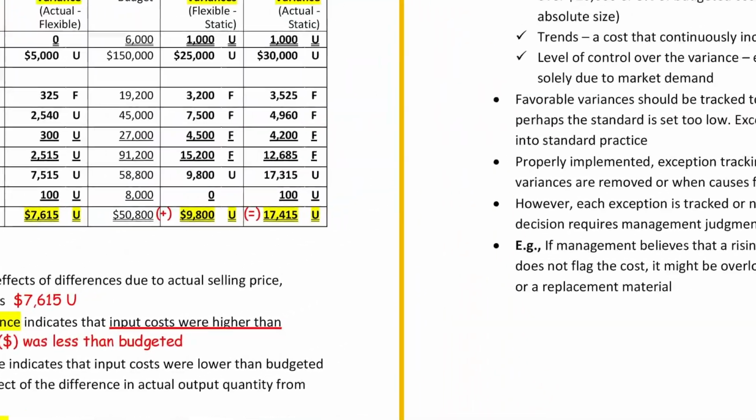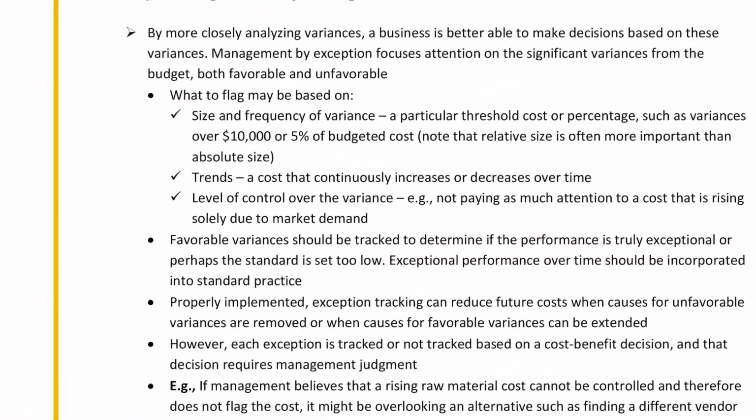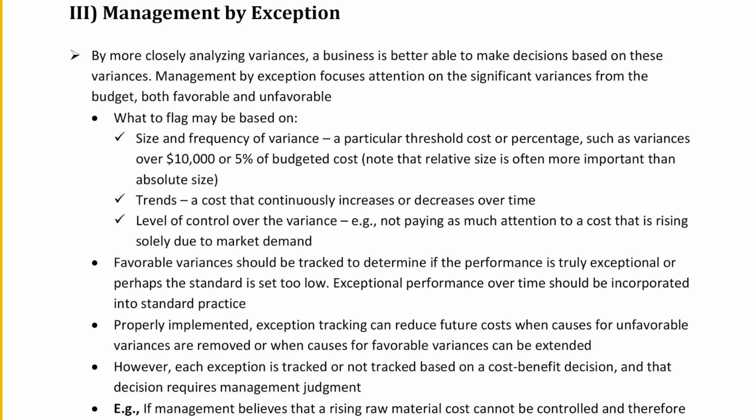We get the concept of management by exception. So it says, by more closely analyzing variances, a business is better able to make decisions based on these variances. Put a box around management by exception. Now, it focuses attention on highlighting significant variances from the budget, both favorable and unfavorable.